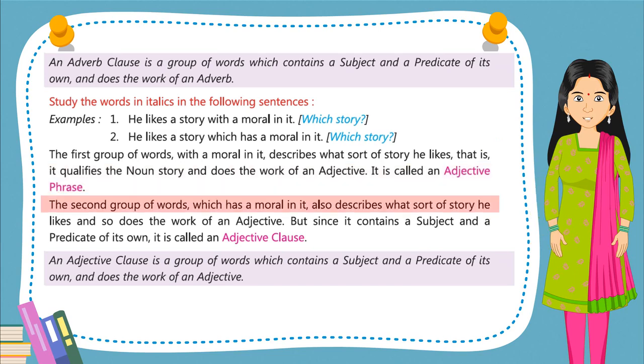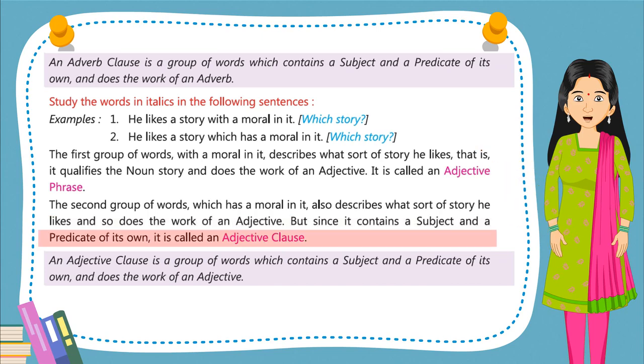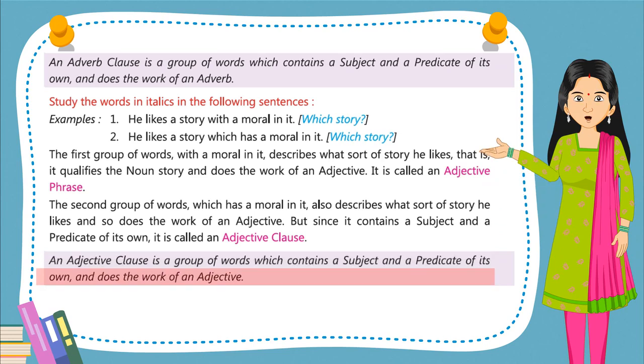The second group of words, which has a moral in it, also describes what sort of story he likes and so does the work of an adjective. But since it contains a subject and a predicate of its own, it is called an adjective clause. An adjective clause is a group of words which contains a subject and a predicate of its own and does the work of an adjective.